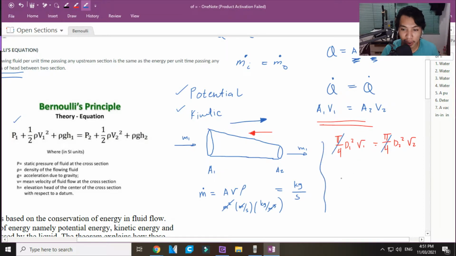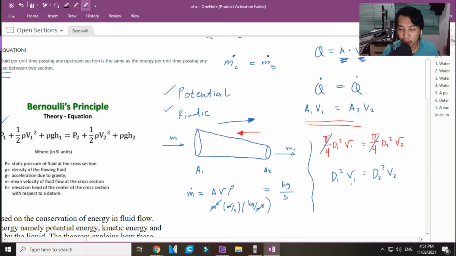You will arrive with this: d1 squared v1 equal to d2 squared v2. So, sir, what do you mean by that? Okay, look. You can use this equation. You have derived an equation so you can get the missing quantity between them. Sometimes, the missing one is the cross-sectional area or the size of the pipe, or even the velocity.